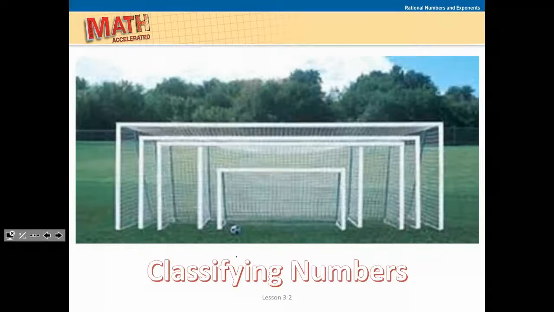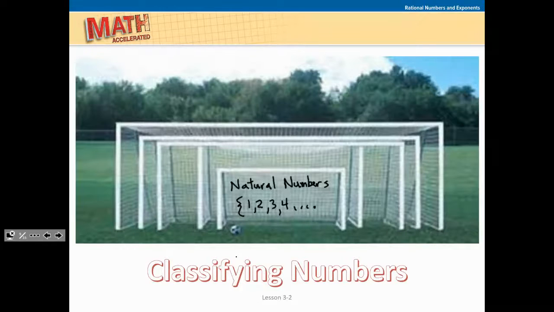So that's how it's going to work with classifying numbers. We're going to start with this smallest goal being natural numbers. That's our first classification, our most specific type of number that we're going to learn about today. And that's the numbers 1, 2, 3, 4, on and on. All our whole numbers, but not including 0.